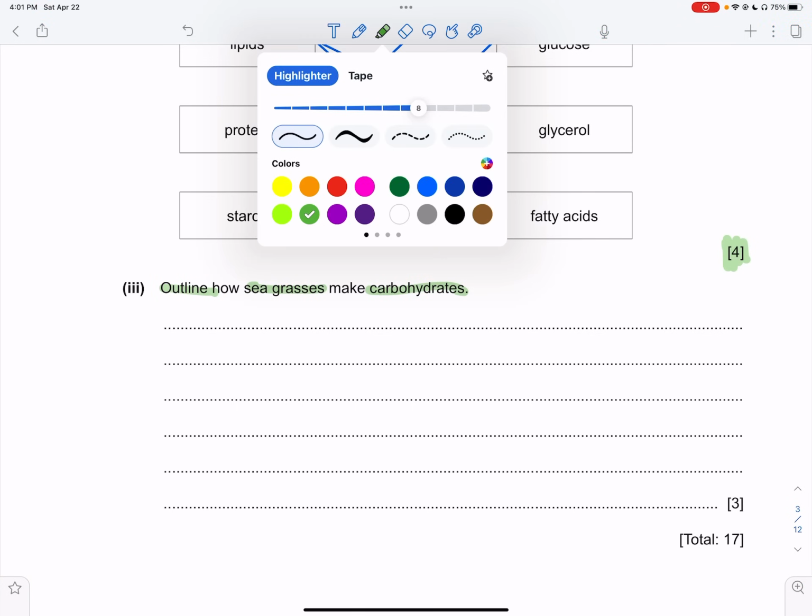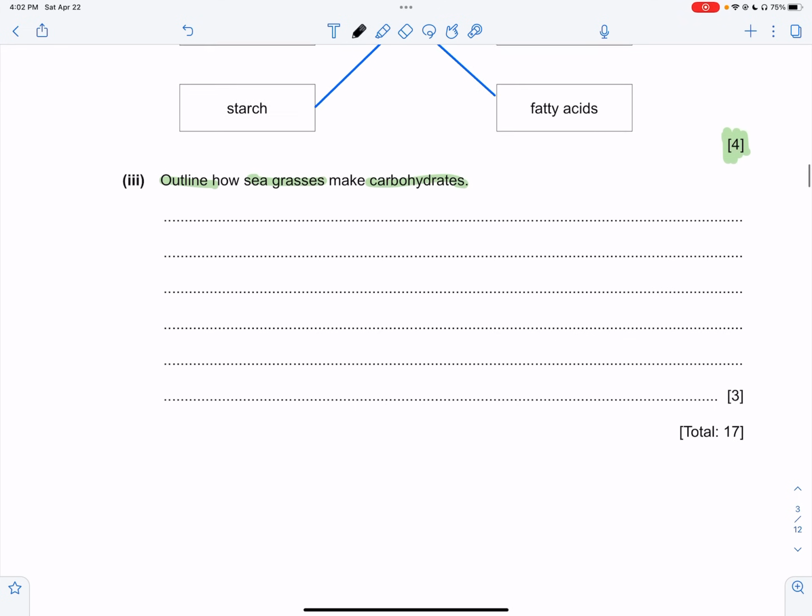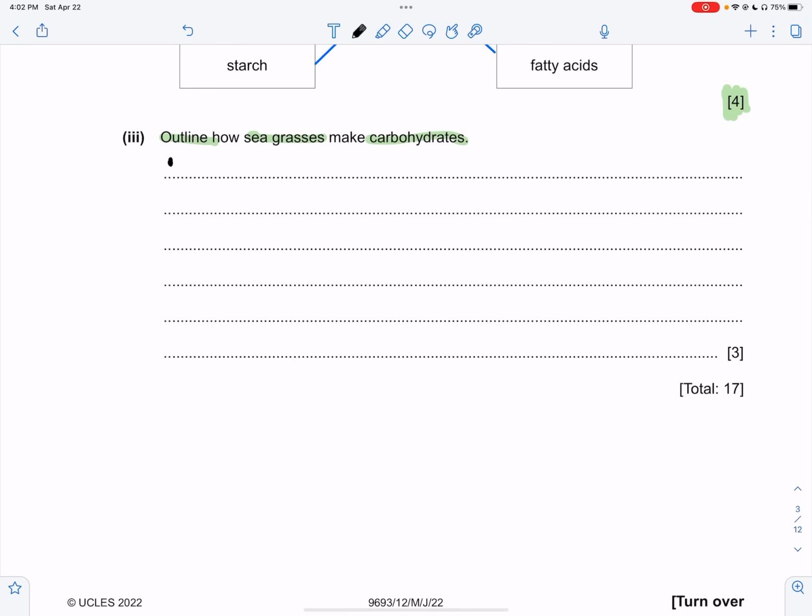So this question could easily say, outline how kelp makes carbohydrates, outline how seagrasses obviously make carbohydrates, outline how diatoms make carbohydrates, how dinoflagellates make carbohydrates, because those are all phytoplanktons. Outline how zooxanthellae makes carbohydrates. So seagrasses do photosynthesis.